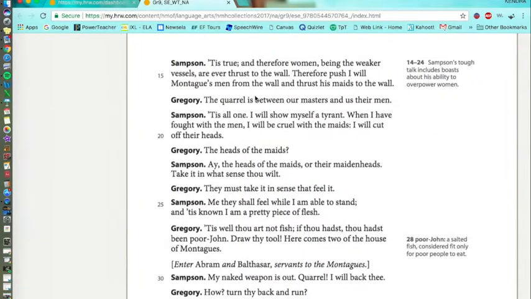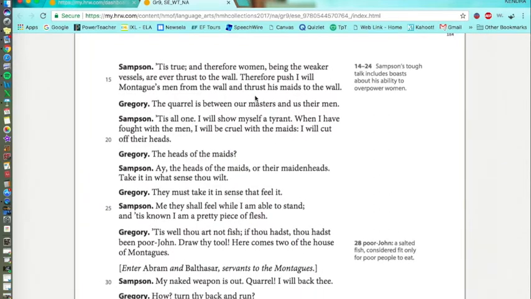So the next page says, Samson says, "'Tis true, and therefore women, being the weaker vessels, are ever thrust to the wall. Therefore I will push Montague's men from the wall and thrust his maids to the wall." So he's talking tough, and he's talking about overpowering women and pushing the men away. He's kind of a chauvinist.